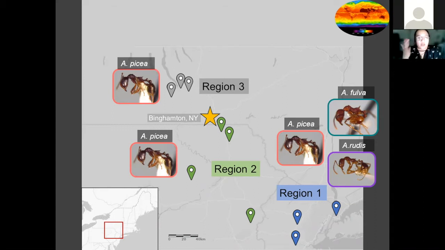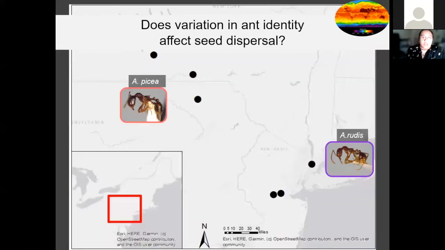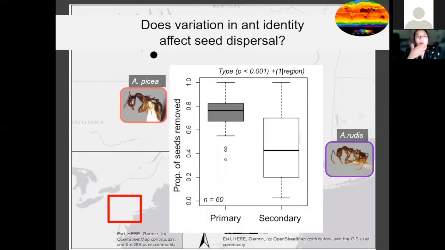Knowing of this regional difference in the ant species present really led us to think, well, does variation in the ant identity, the partner identity, affect seed dispersal? To answer this, we collected picea colonies from three sites, and Aphaenogaster rudis colonies from three sites where we could find them. Again, this is trying to answer whether partner identity, a difference between Aphaenogaster picea and Aphaenogaster rudis, could be contributing to the difference in seed dispersal between our forests.